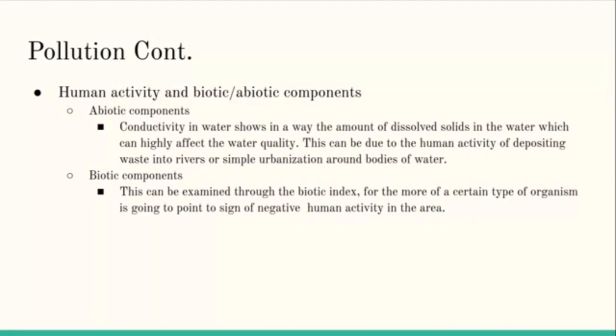And then another way which we can look at it is through biotic components. And like I said earlier, this can be seen in the biotic index. If there's a high biotic index, then a lot of different organisms can survive in this area, which is typically going to mean that the water quality is good and that the human activity, if it is occurring around that area, is not affecting the area or the environment of these organisms negatively.